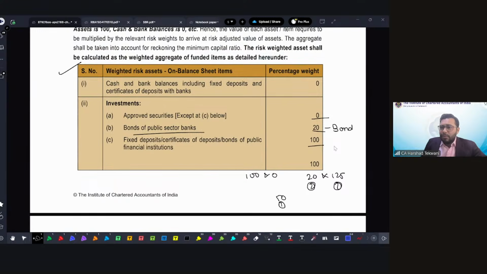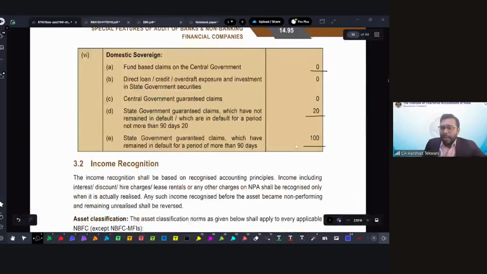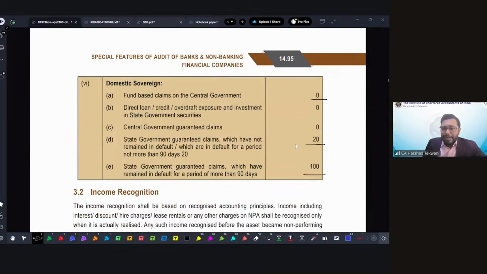PSU bonds, 20. Again, this one: state government guarantee claims, which have not remained in default. Same as before: it was PSU, now it is state government. Again, claims on state government are 20. And if it is the central government, it is 0.